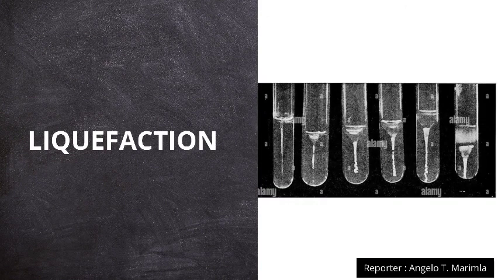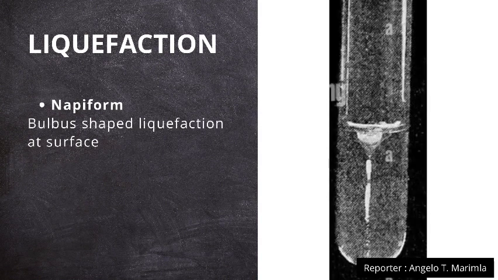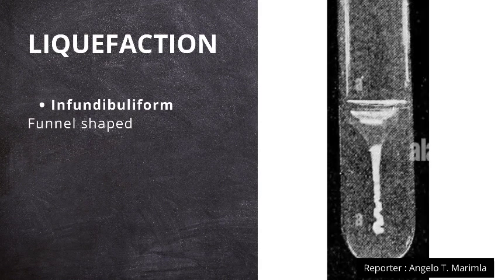And the last one for the characterization of bacterial culture in agar slants is liquefaction. Under the liquefaction, we have crateriform. Crateriform is a liquefied surface area that is saucer-shaped. And the second one is the napiform. Napiform is a bulbous-shaped liquefaction at the surface. The third one is the infundibuliform. Infundibuliform is characterized by its funnel shape.